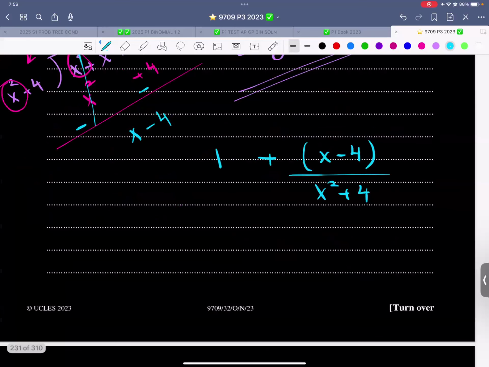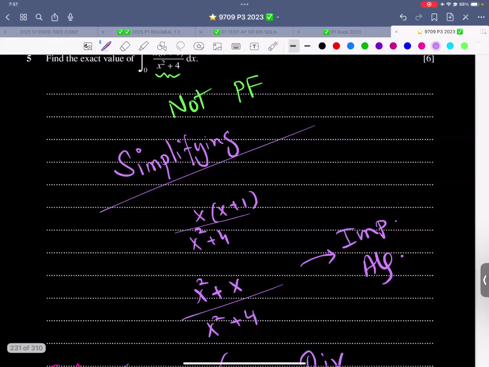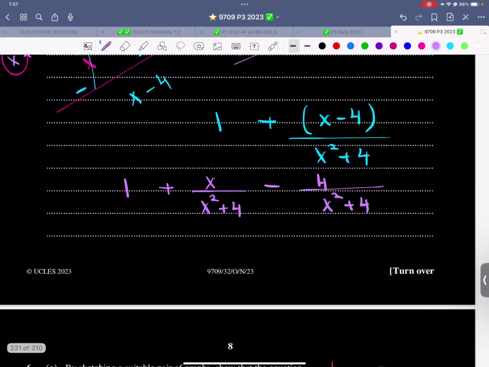It's not over yet. Break it up further. 1 plus x over x squared plus 4 minus 4 over x squared plus 4. How many marks is this? This is for 6 marks. Yes, 1 or 2 marks just for simplification.